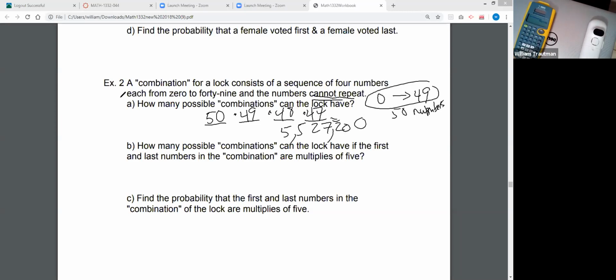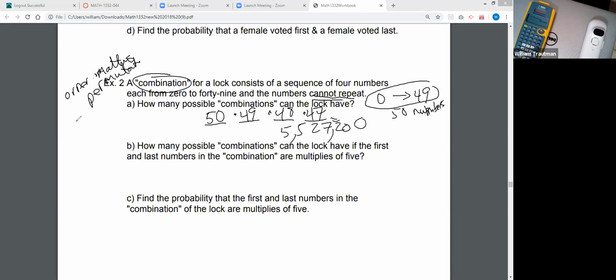This is also called, by the way, even though it says combination, a permutation, because the numbers, the order matters, right? When you do a combination, let's say your combination was 0, 1, 2, 3, the order matters. You can't type in 3, 2, 1, 0. The order matters that you do it. So order matters. Is a permutation.